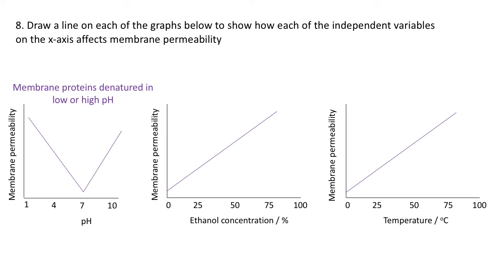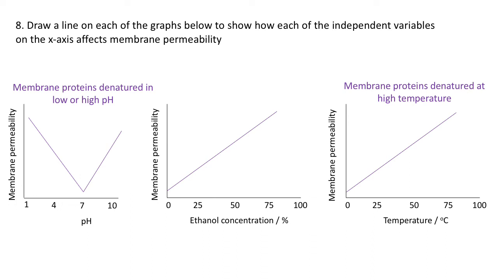Again, for the case of temperature, we know that increasing temperature increases kinetic energy, and causes denaturation of proteins at high temperature. And again, it's the same effect. You denature those carrier proteins and channel proteins, and they can no longer regulate what moves in and out, so the permeability of the membrane increases.